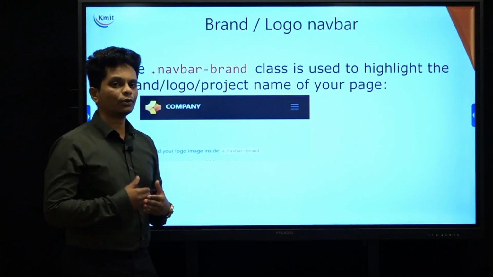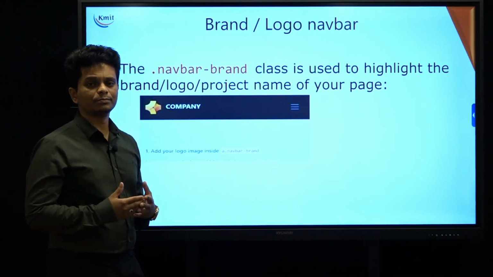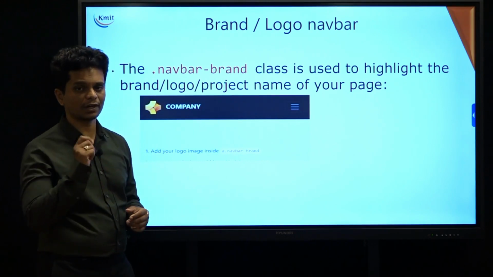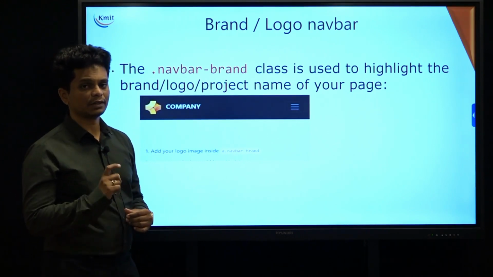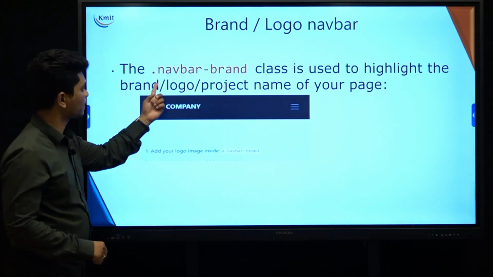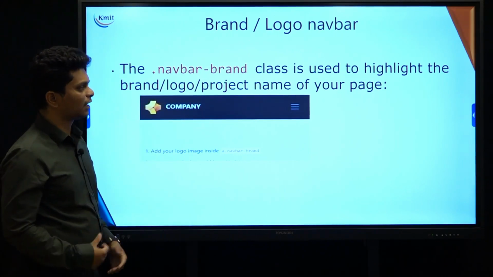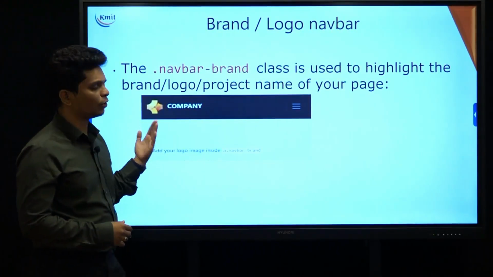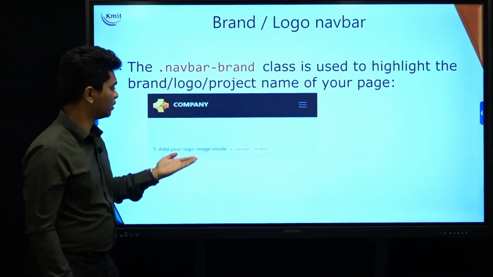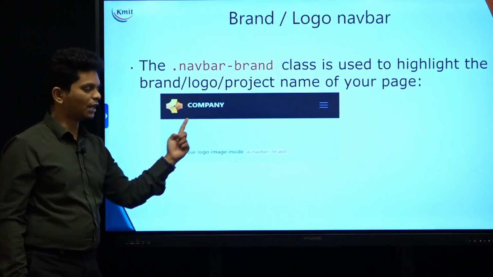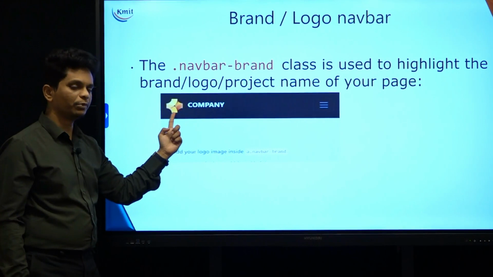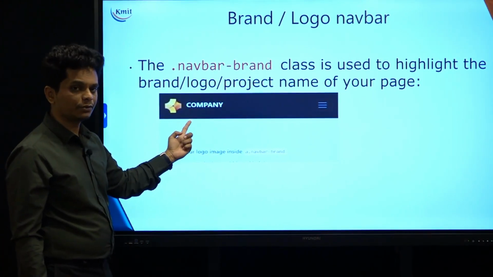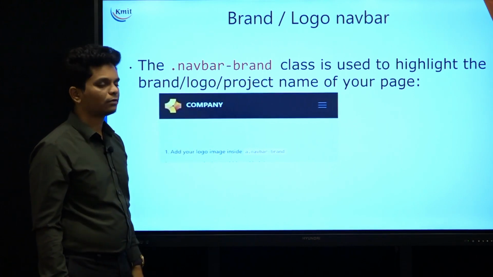Now, in order to get the company's brand or logo or icon onto the navbar, we have a class called .navbar-brand. The .navbar-brand class is used to highlight the brand logo or project name of our page. Like here, this is the navigation bar and this is the company logo. This we can generate using the .navbar-brand class.